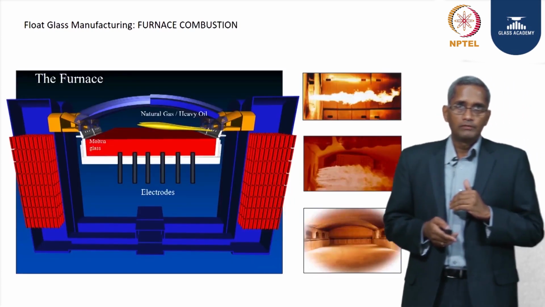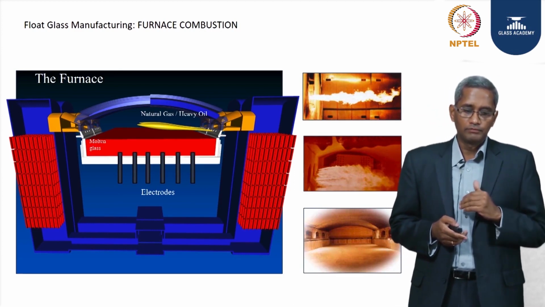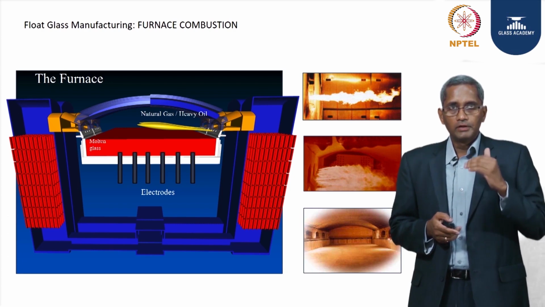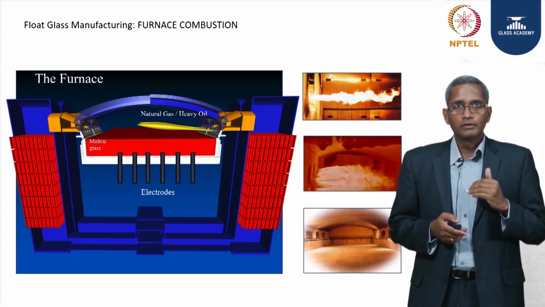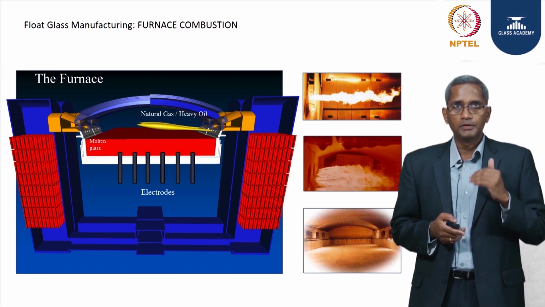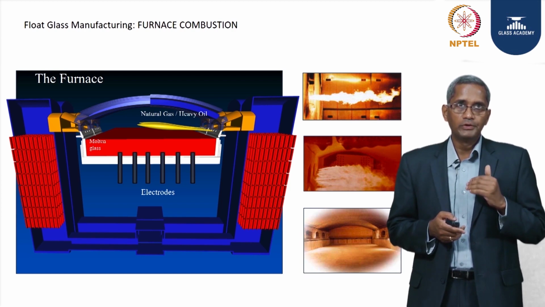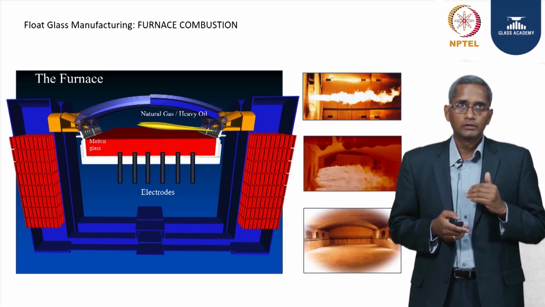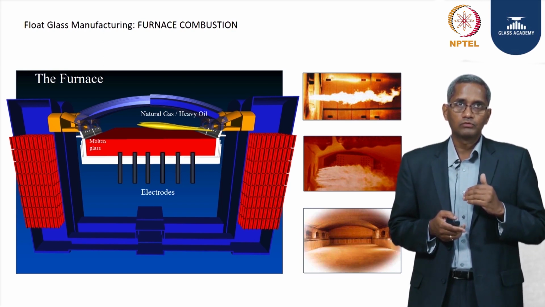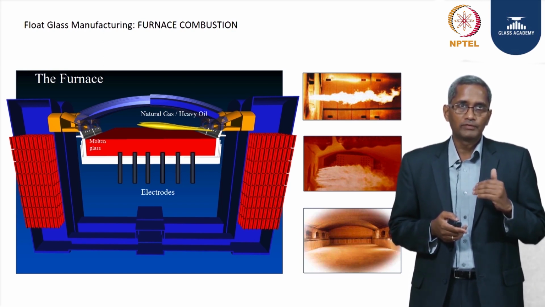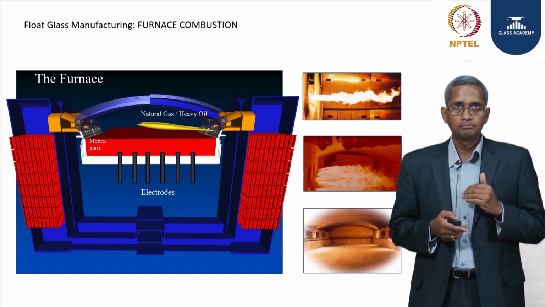Okay, you can see this is how the cross section of the furnace would look. In order to provide the 1600 degrees temperature that we maintain the furnace at, we need a lot of fuel. Most of the furnaces would use natural gas, and the plants which do not have the facility for natural gas use heavy oil. So, there are burners set up on both sides, as you can see in this diagram.